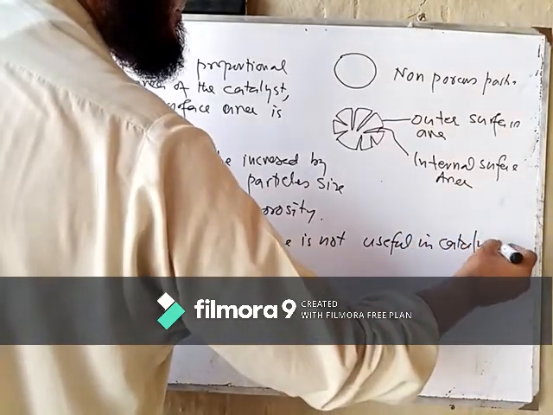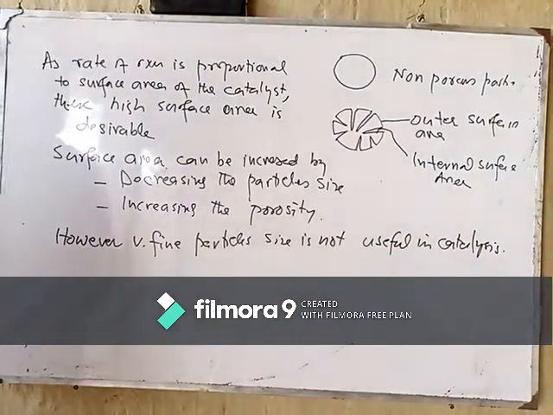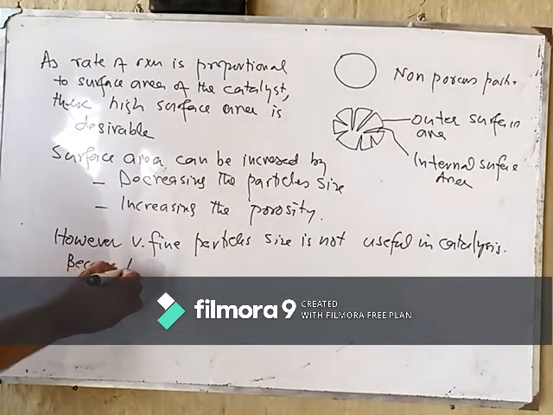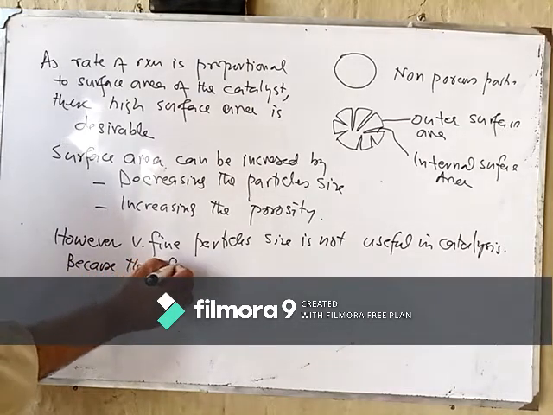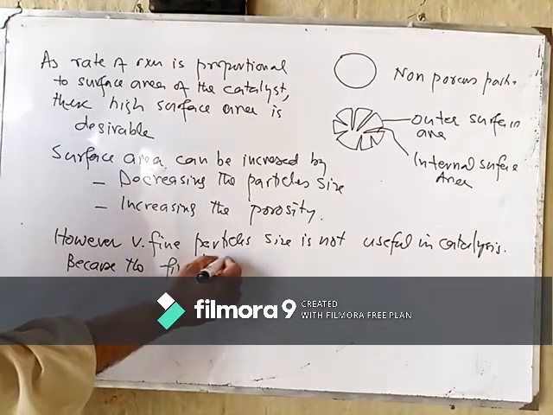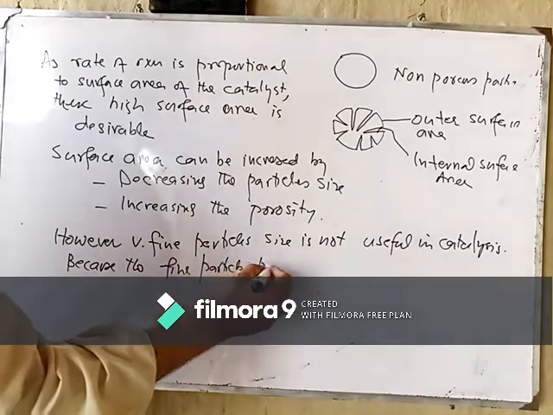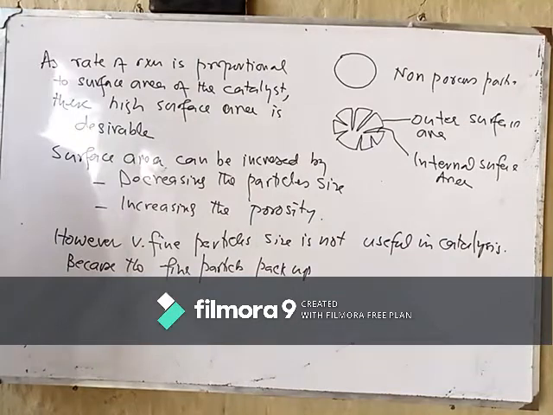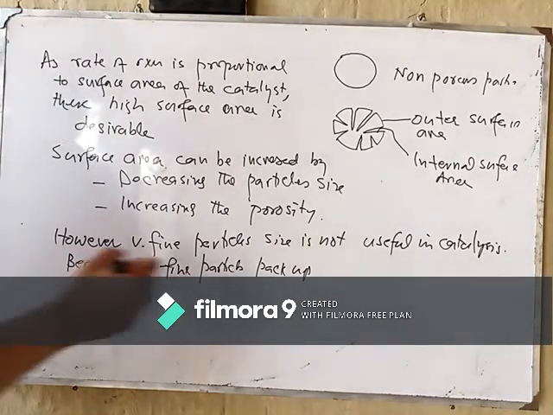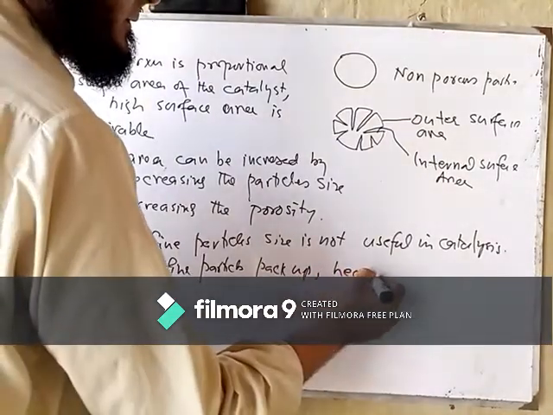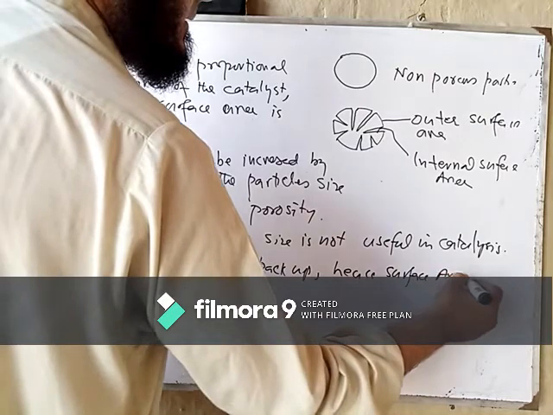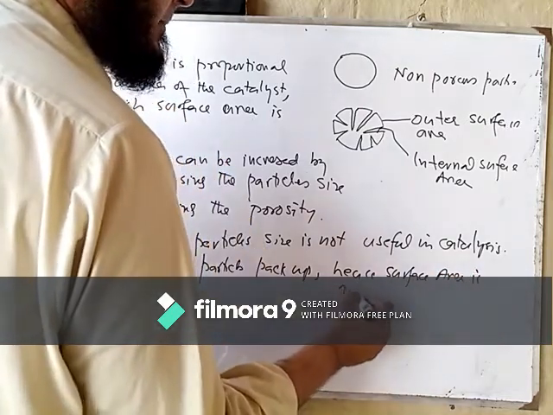किस वजह से? Because the fine particles pack up easily, so the surface area becomes non-available. Hence, surface area is not available.